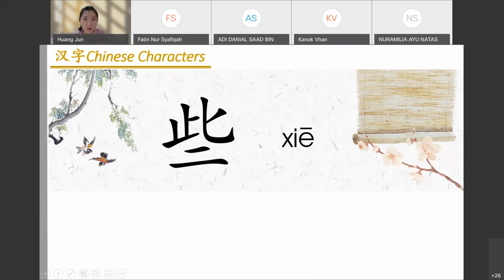The next one, 些, means some. We have this Chinese character with one stroke here, pronounced as yi, which means one. Then we have another one with two strokes here.